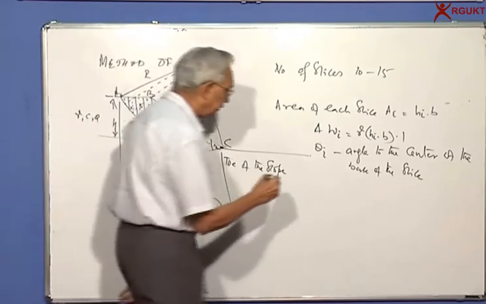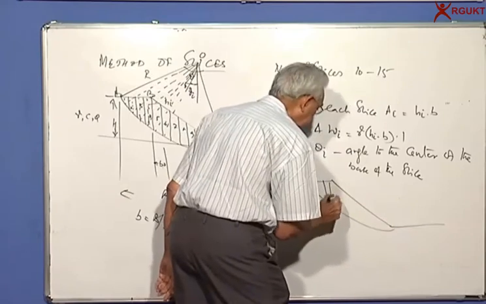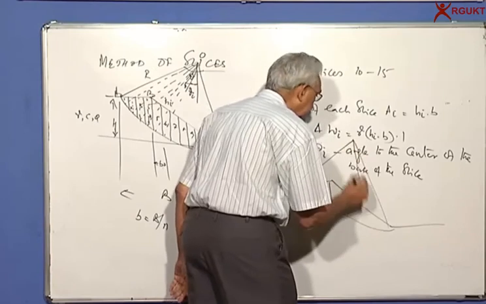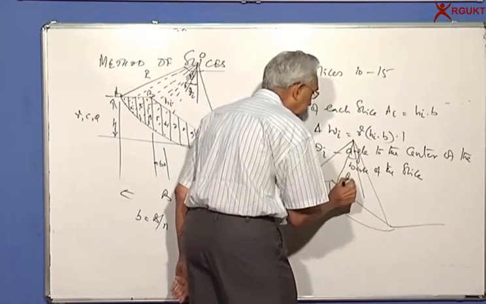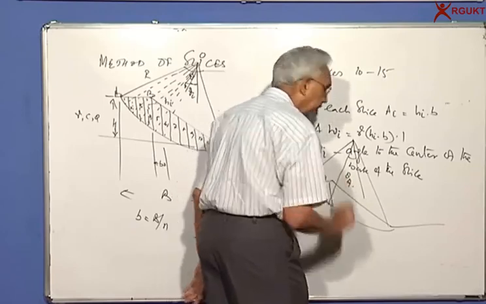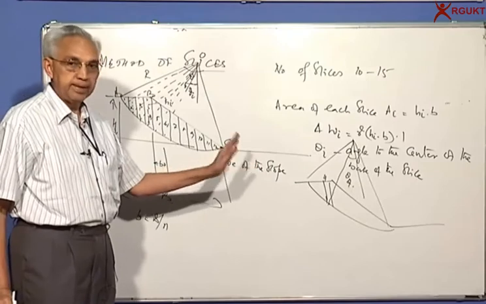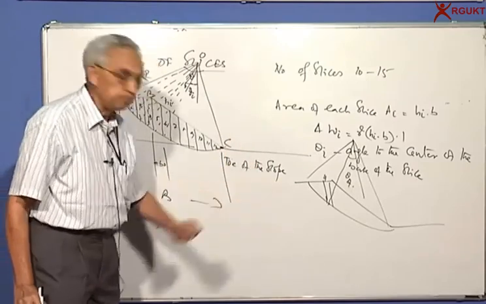So let me again draw it a little more clearly. This is the fourth slice, this is the center, vertical. So you draw this line, this gives me theta 4. This is the fourth slice, so I say what will be the angle subtended with respect to the vertical to the center of the base.